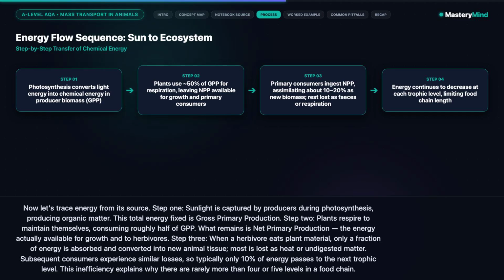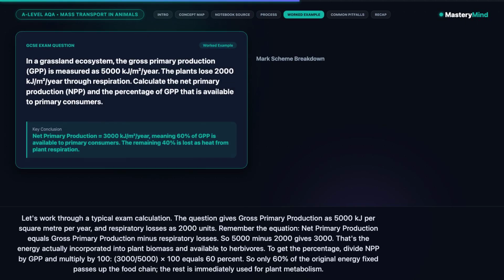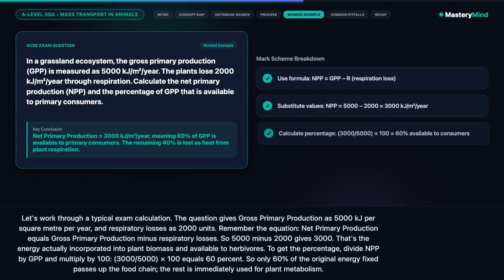Let's work through a typical exam calculation. The question gives gross primary production as 5,000 kilojoules per square meter per year, and respiratory losses as 2,000 units. Remember the equation, net primary production equals gross primary production minus respiratory losses. So 5,000 minus 2,000 gives 3,000. That's the energy actually incorporated into plant biomass and available to herbivores.